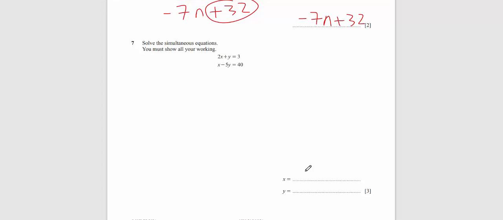And then the next one, we are asked to solve the simultaneous equations. So we have 2x plus y is equal to 3, and then x minus 5y is equal to 40. There are many ways you can do this. You can use elimination or substitution, or you can even use a graphical method. But we seldom use the graphical method in this case because they don't ask you to draw any graph. So the only ways you can solve are elimination or substitution. In this case, I'm going to use substitution.